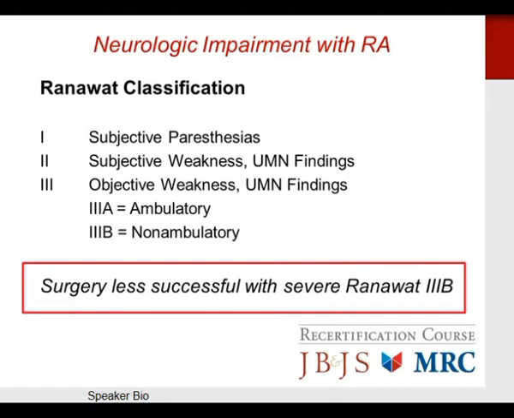Neurologic impairment can be defined by the Ranawat classification. The most important point to note here is that in grade 3, which is objective weakness, we define patients who are ambulatory, the 3A, versus the non-ambulatory wheelchair-bound rheumatoid patient, which is 3B. While surgery can still be performed in 3B patients, it's important to realize that outcomes and prognosis are less successful in severe Ranawat 3B patients.